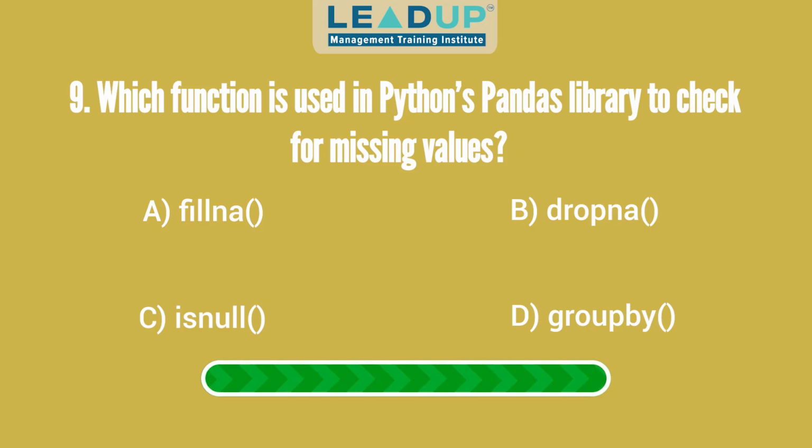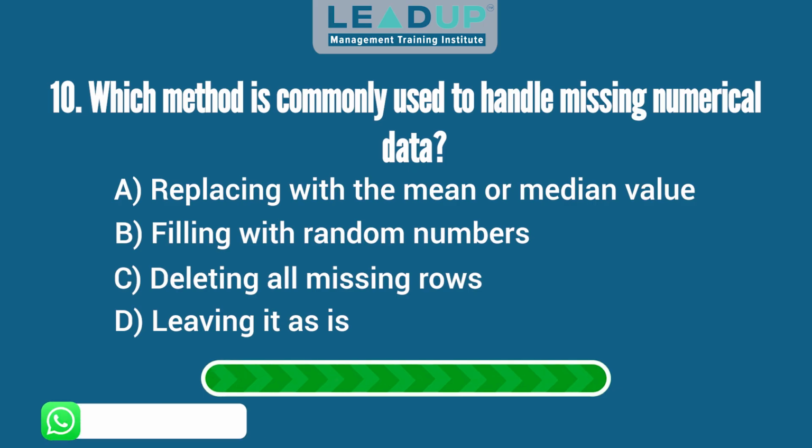9. Which function is used in Python's pandas library to check for missing values? A. fillna, B. dropna, C. isnull, and D. groupby. The answer is isnull.